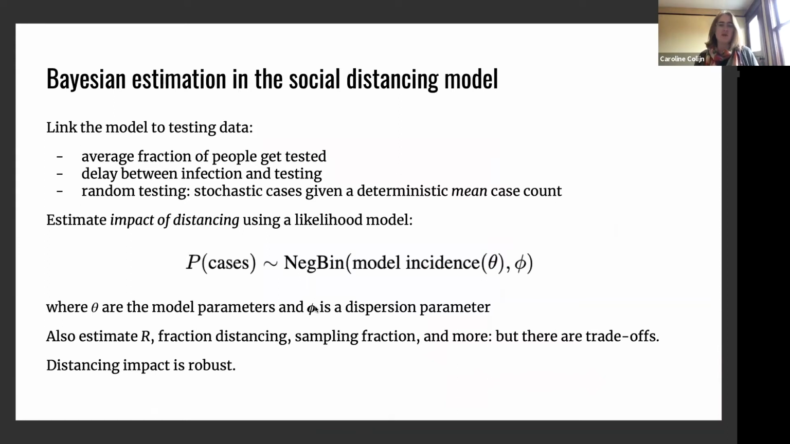And we wanted to do something that would allow us to illustrate where cases were going and forecast in the context of what we knew about testing and what we knew about the fitting to the case counts. So we developed a way to link our model to testing data using a few different tools. So one is, of course, we don't have perfect ascertainment.